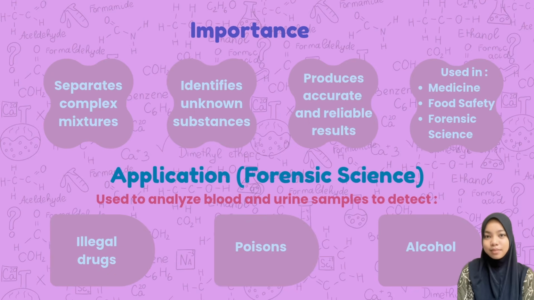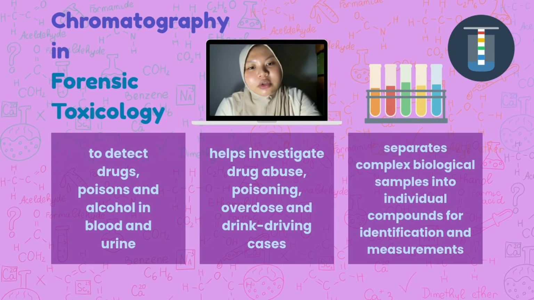Today, I will present the application of chromatography in forensic science, especially its role in identifying drugs, poisons, and alcohol in blood and urine samples. For the background of the application, chromatography is an example technique used in forensic toxicology. It helps investigators to detect and analyze substances such as drugs, poisons, and alcohol in biological samples. This technique is useful in cases involving drug abuse, poisoning, overdose, and drunk driving accidents. It works by separating complex mixtures into individual compounds, making identification easier and more accurate.